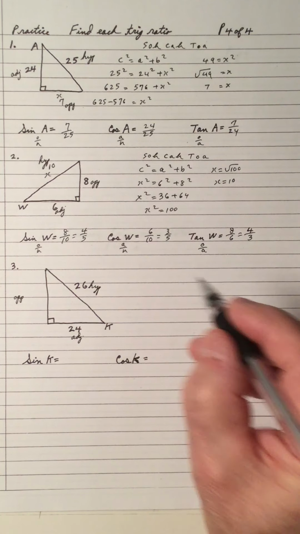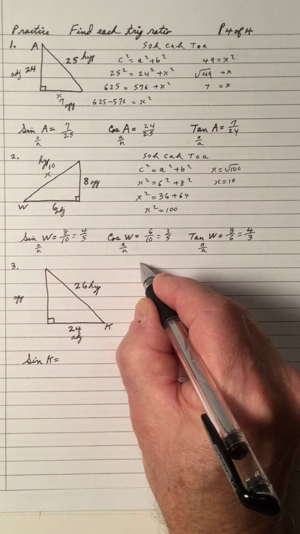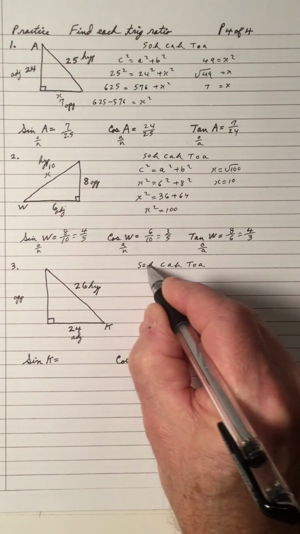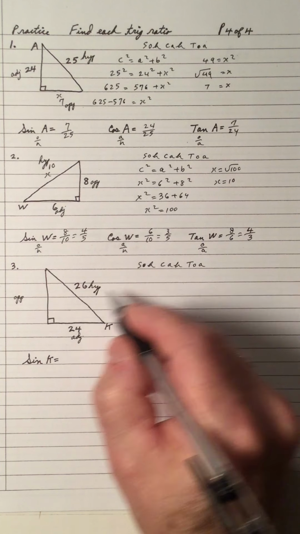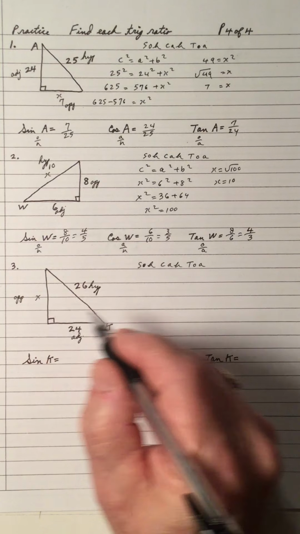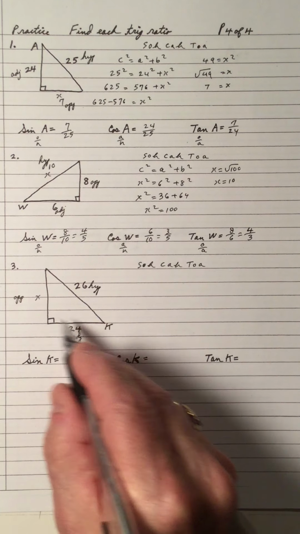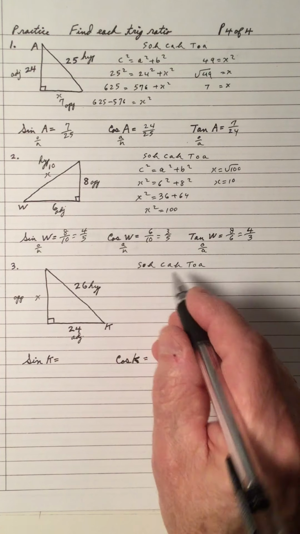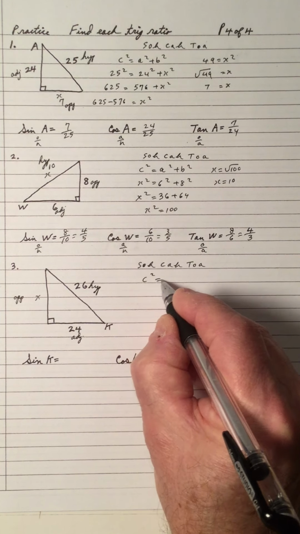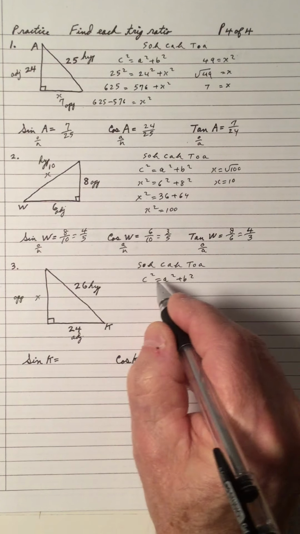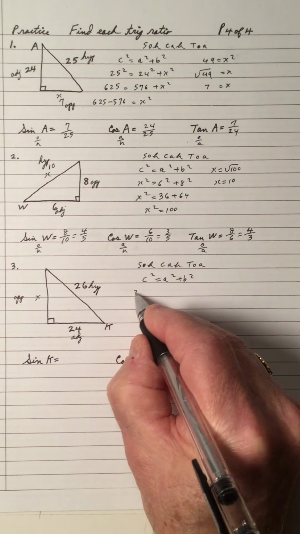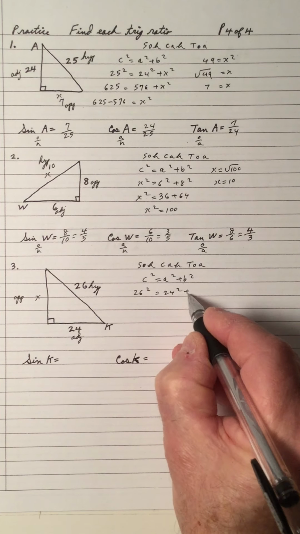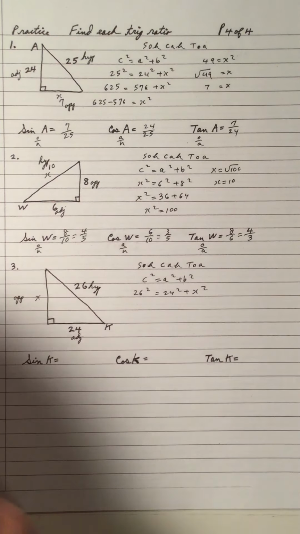So again, I think about SOHCAHTOA. We need to get this side, which is opposite, because to do sine, I have to have opposite. Sine is opposite over hypotenuse, so I need the x over the 26. So c squared is a squared plus b squared. The hypotenuse is c, which is 26. A is 24. And b is the x.